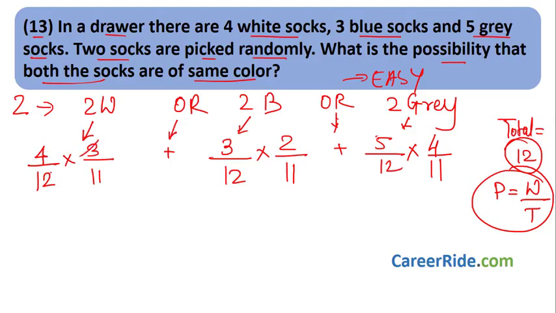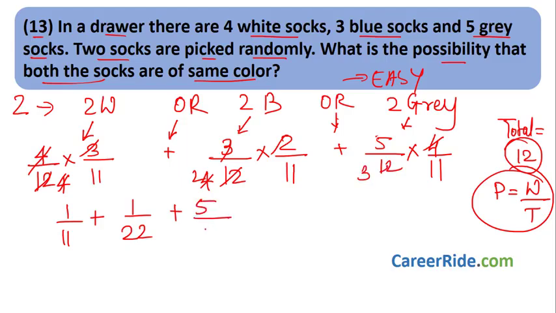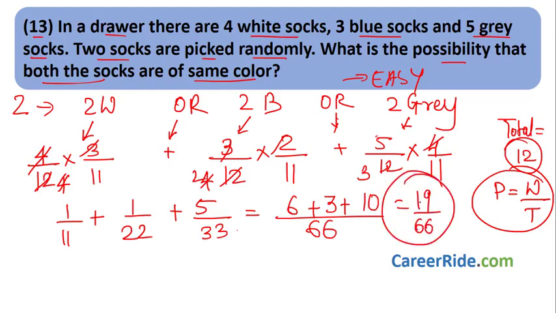What do we get over here? 3 4s are 12, the 4 gets cancelled, so we will have 1 by 11, plus 3 4s are 12, 2 2s are 4, so you will have 1 by 22, plus 5 by 33. The LCM is 66: 6 over here, 3 over here, and 5 times 2 is 10. So 19 by 66 is the probability.